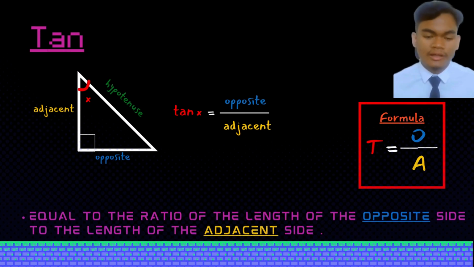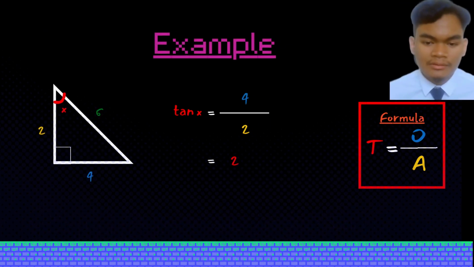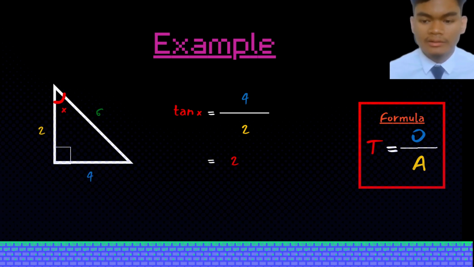What is tan or tangent? It is equal to the ratio of the length of the opposite side to the length of the adjacent side. The formula that we're using for tan is TOA. Tangent equals opposite divided by adjacent. For an example, the opposite of the angle is 4, and we divide it by the adjacent of the angle, which is 2, and we calculate it and then we will get 2.